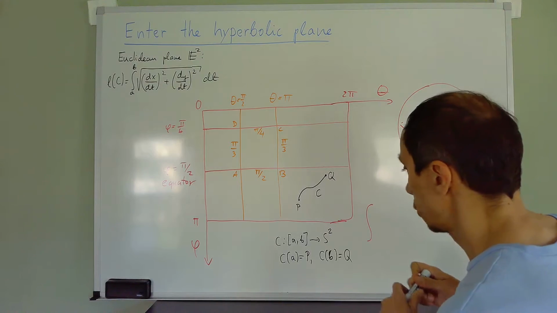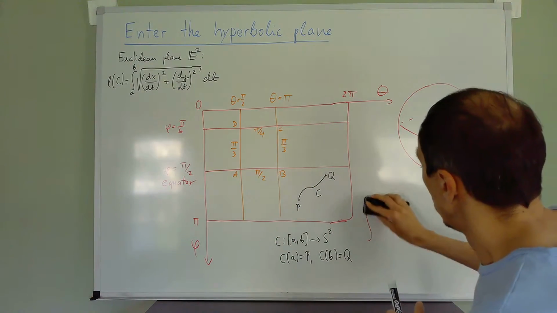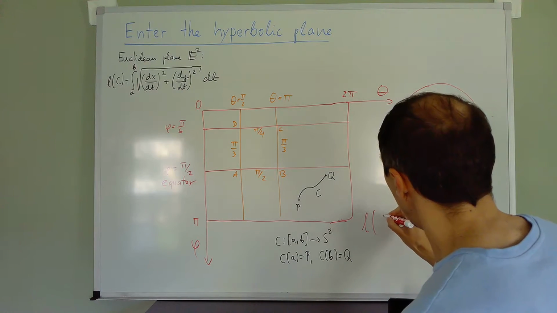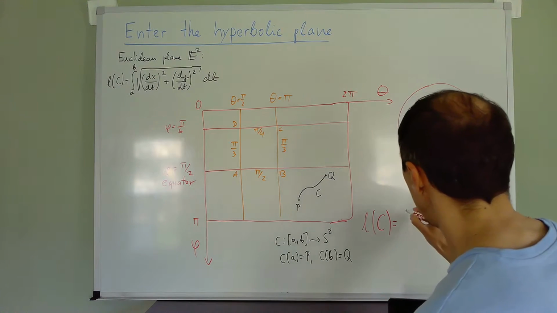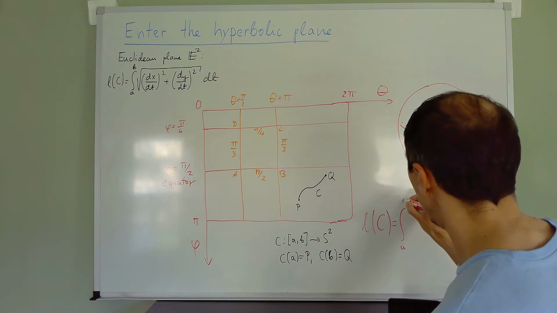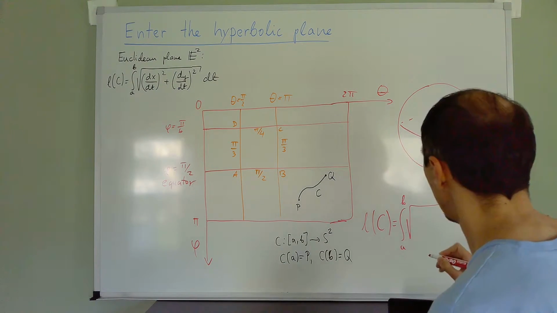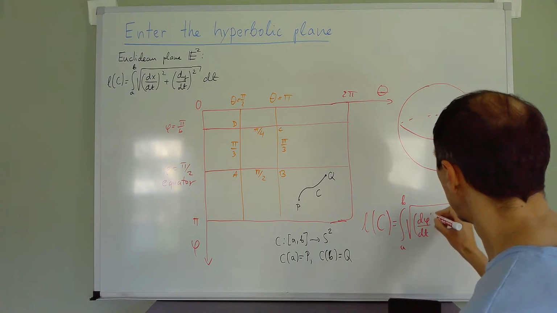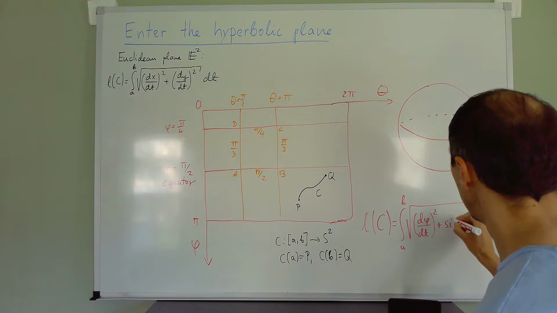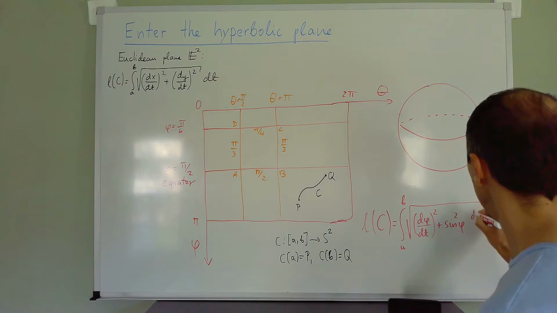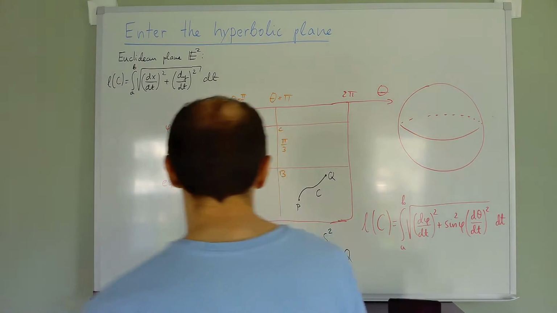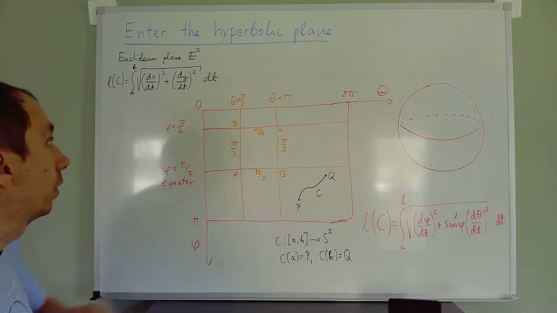Then the length of this curve in spherical coordinates is equal to the integral from A to B of the square root of (d phi over dt) squared plus sine squared phi (d theta over dt) squared, dt. So that was the length of the curve on the sphere.